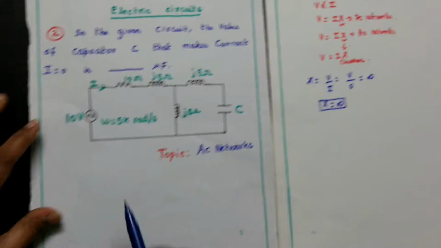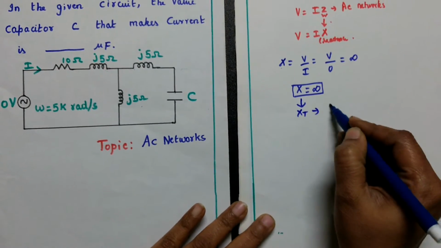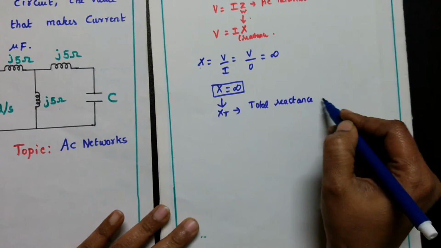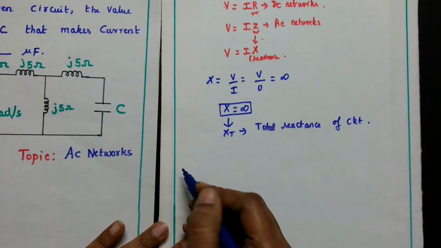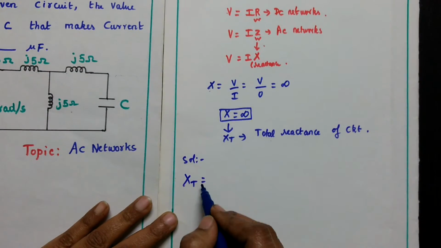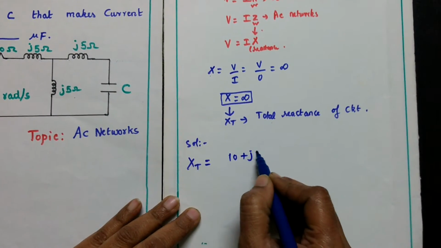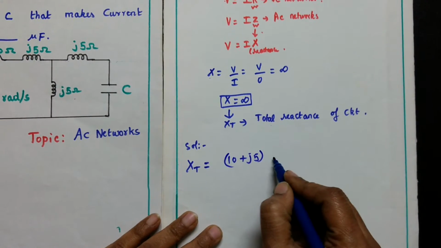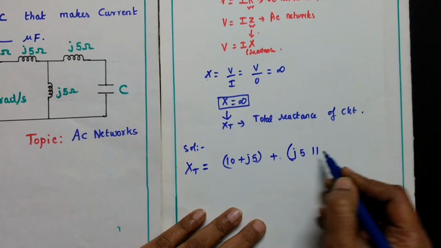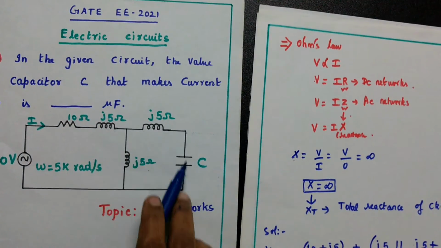So let me find the total reactance of the circuit. Let me term this as Xt, which is total reactance of the circuit. So Xt equal to 10 plus j5 plus j5 in parallel with j5 plus j5 ohms in series with the capacitance.